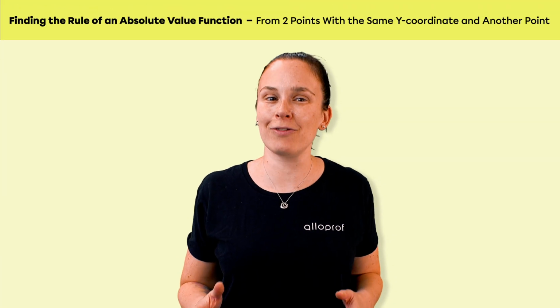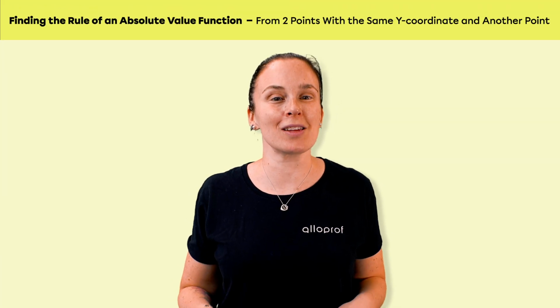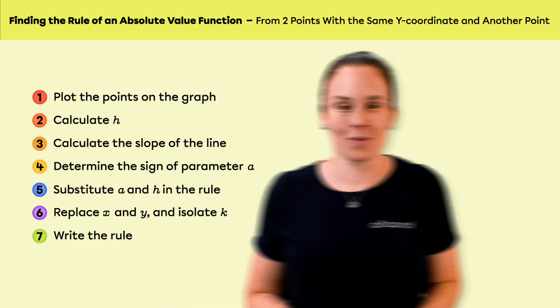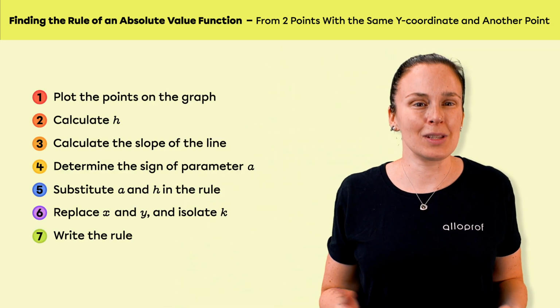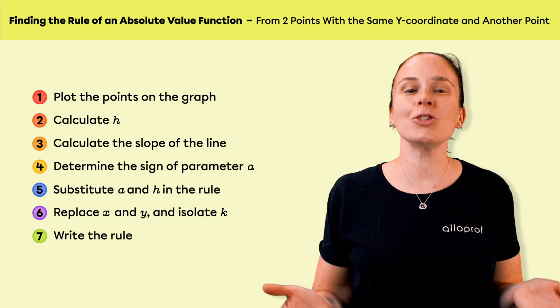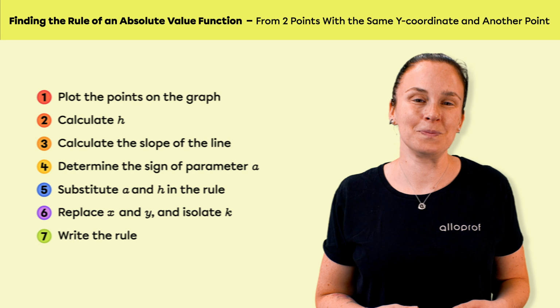In this video, I'll show you how to find the rule of an absolute value function when you know 2 points that have the same y-coordinate and at least one other point. There are a few steps to do this. They are listed here. Instead of explaining them one by one, let's do an example and apply them.